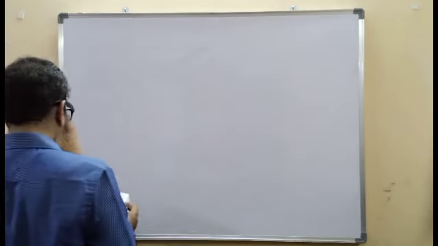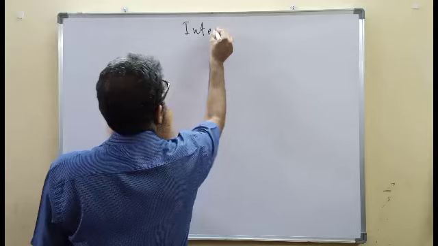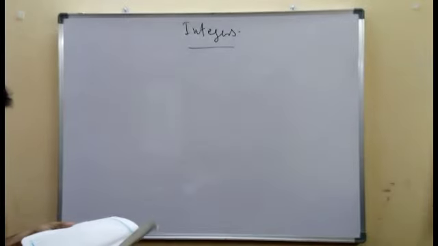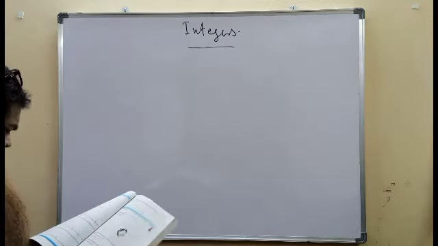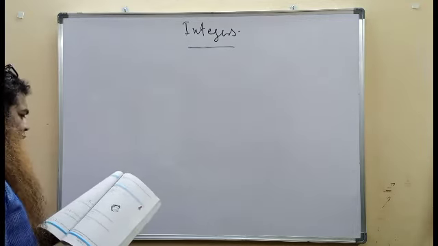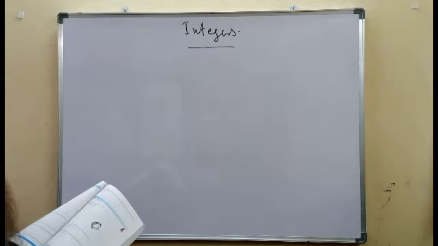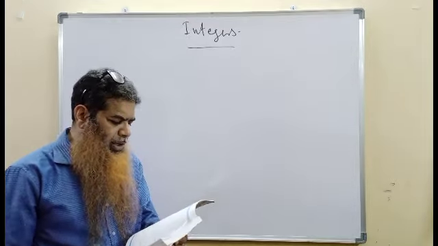7th class, first chapter, integers. If you remember, last time around, we concluded at page number 6 after exercise 3. Let's go to topic 1.1.3, multiplication of integers.